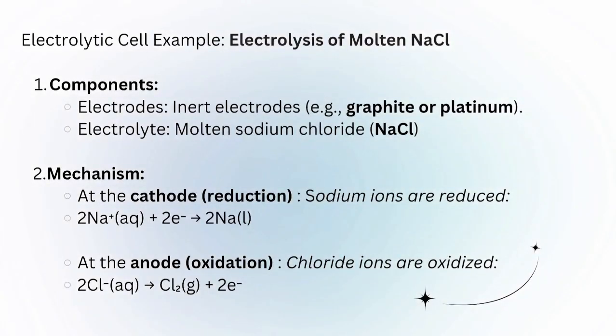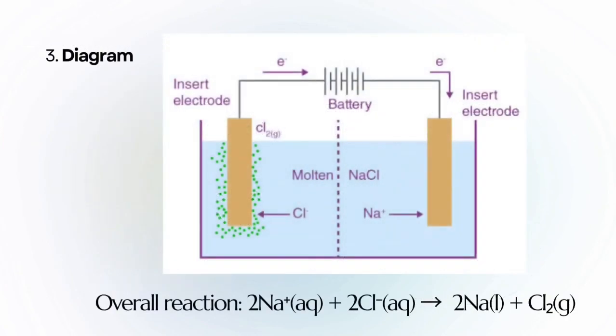The example for electrolytic cell is electrolysis of molten sodium chloride. The components for this cell are electrode and electrolyte. The electrode is inert electrode, for example, graphite or platinum. The electrolyte for this cell is molten sodium chloride. The mechanism for this cell is at the cathode, the sodium ions are reduced, while at the anode, the chloride ions are oxidized. These are the diagram and overall reaction for this cell.